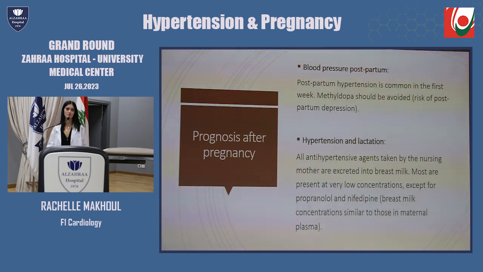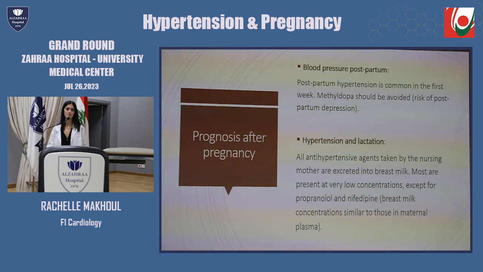There is an entity called postpartum hypertension. It is common in the first week after delivery. It may be physiological, or we may have a late onset of preeclampsia. Here, blood pressure should be monitored daily for the first 5 days postpartum. Methyl-dopa is still the drug of choice.